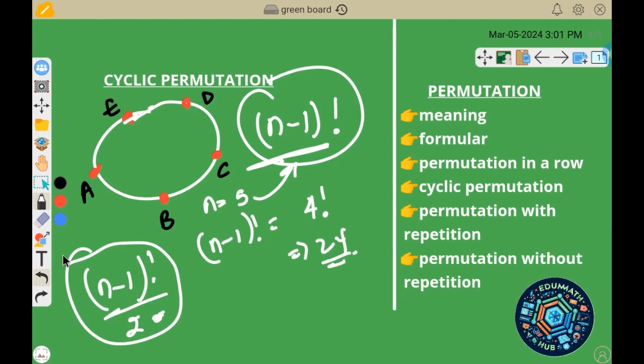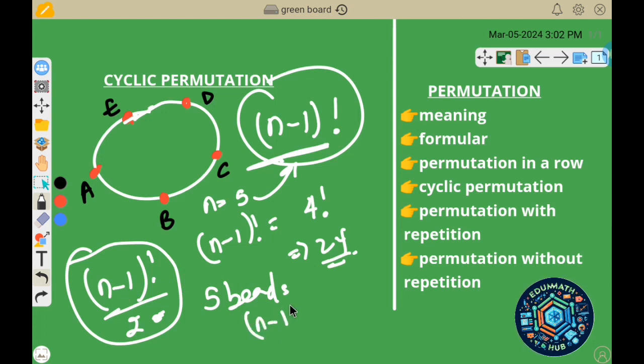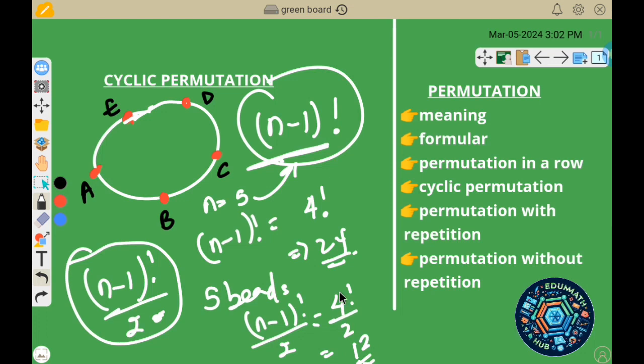Let's assume you want to arrange 5 beads on a circular path or in a circular wire. The formula to use is (n minus 1) factorial, then divided by 2. So (n minus 1) factorial will give you 4 factorial divided by 2, which will give you 12 as the answer, because 4 factorial is 24. So 24 divided by 2 will give you 12. So this is about cyclic permutation.